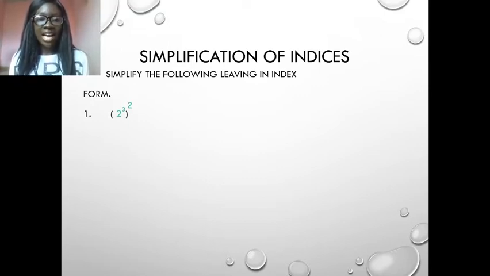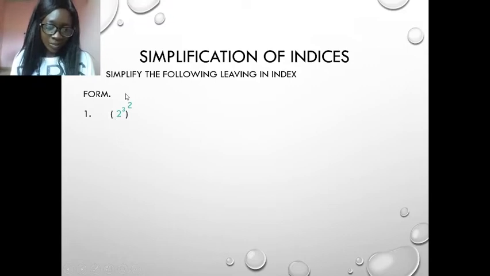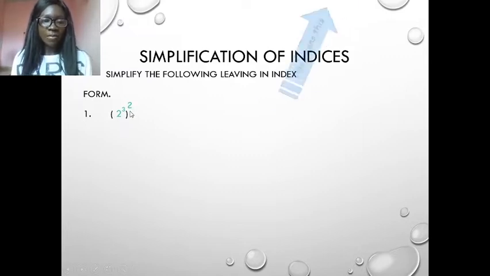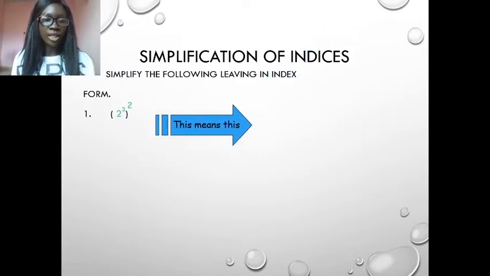Now, simplify the following, leaving your answer in index form. Okay, let's take a good look at this. Try to pronounce this in your own way. Okay, this is 2 to the power of 3 all squared. Again, say it after me: 2 to the power of 3 all squared. Now, this means that we are going to have 2 to the power of 3 two times, because of this square.